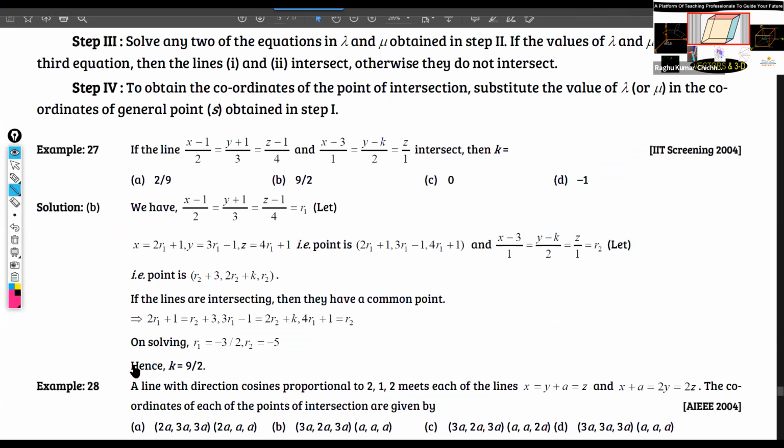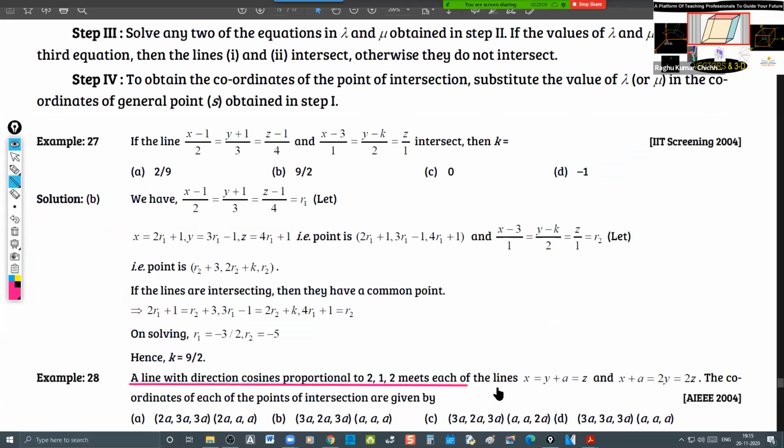A line with direction cosines proportional to 2, 1, 2 meets each of the lines x = y + a = z and x + a = 2y = 2z. The coordinates of each of the points of intersection are given by. So first of all, understand the question, please.